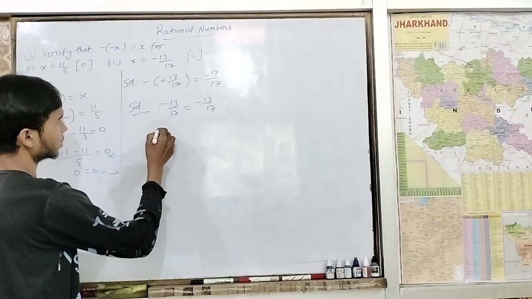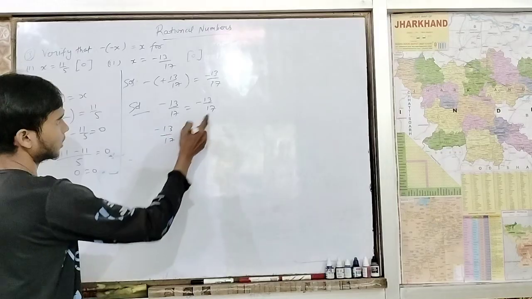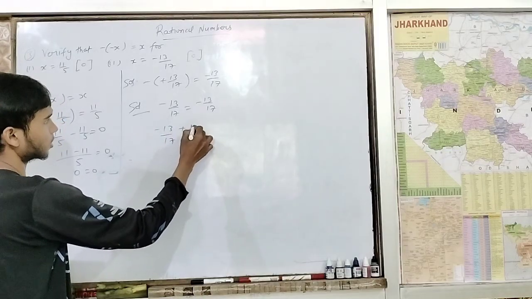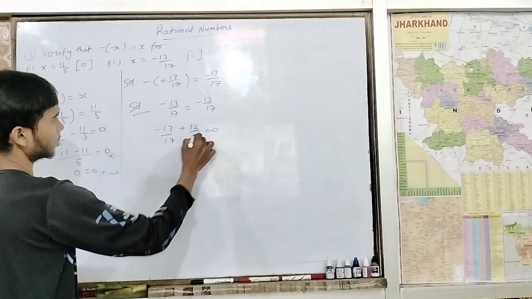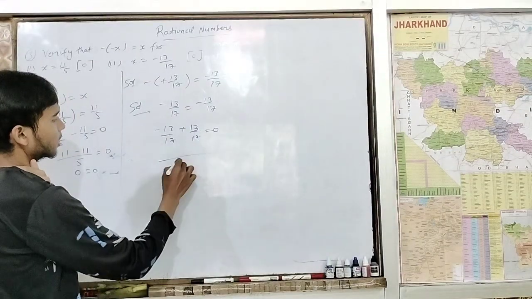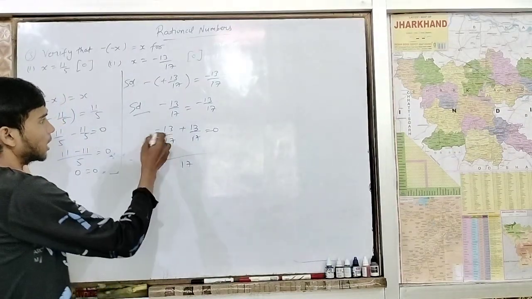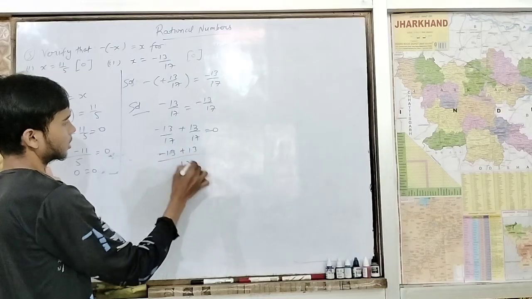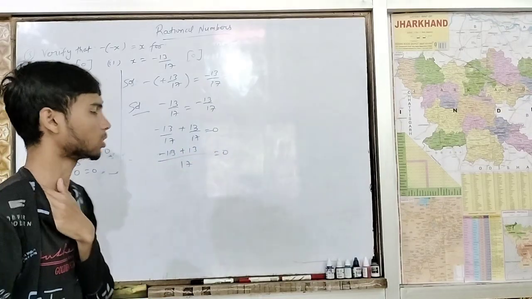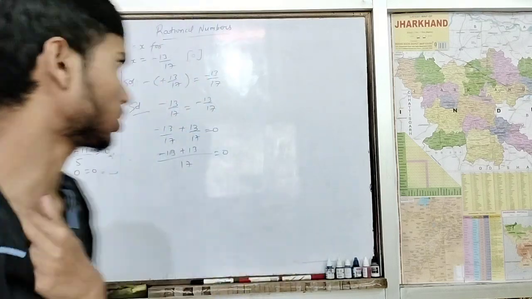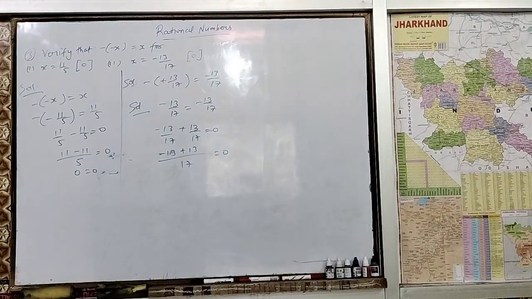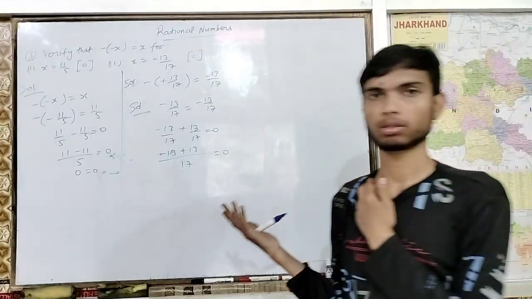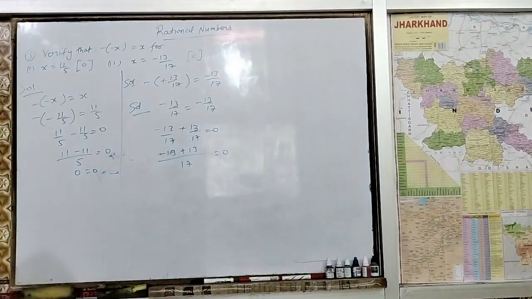In that situation, when it will be brought to this side, it will become plus, and it is equal to 0. What is happening over here? This is the same, and minus 13 plus 13 is becoming 0. You can see what is happening over here. So the answer is coming as 0 as an output in both cases. That is what the question was asking.